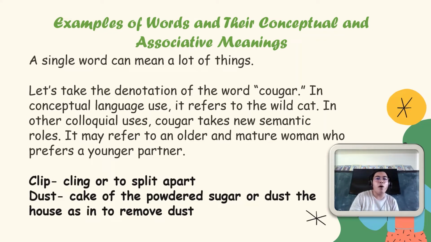Now, let us take an example. We have here the example of clip and dust. Certain words and phrases may have the same referent but also hold contrastive meanings. For example, clip is an interesting word because it can denote to cling or to split apart. Now, the verb dust is another example. You may say, dust the cake with powdered sugar, as in to add sugar on the cake.